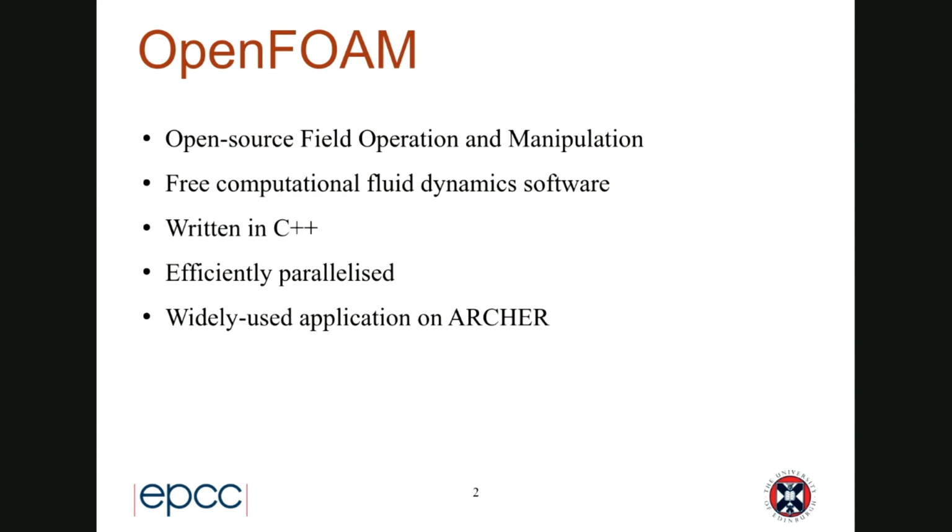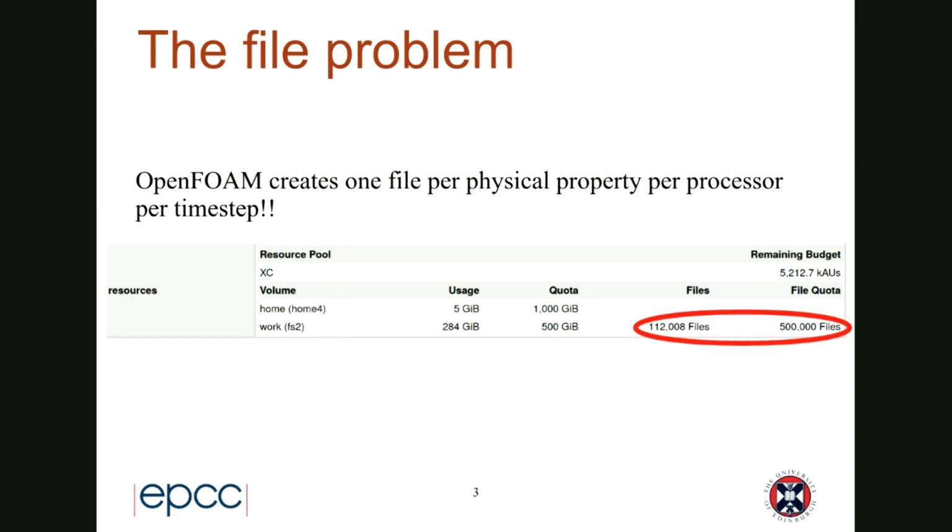But one of the things about OpenFOAM until quite recently, until 2017, is that it had what I'll refer to as the file problem. And the file problem boils down to, very simply, OpenFOAM would create one file per physical property, per processor, per time step. And it would do this for any simulation you run. So that's fine if you're using a low number of processors, because the number of files created isn't that large. It's also fine if you're not outputting that many physical properties, or very many time steps.